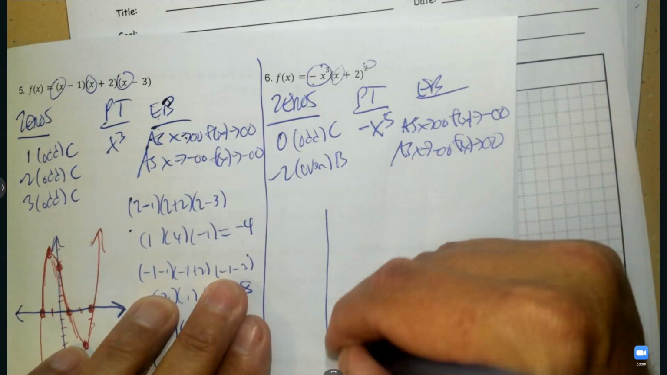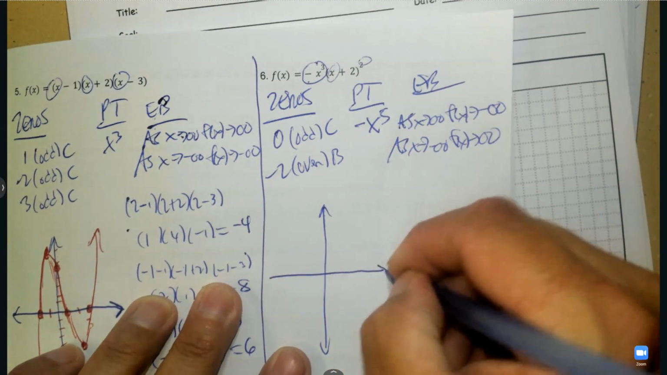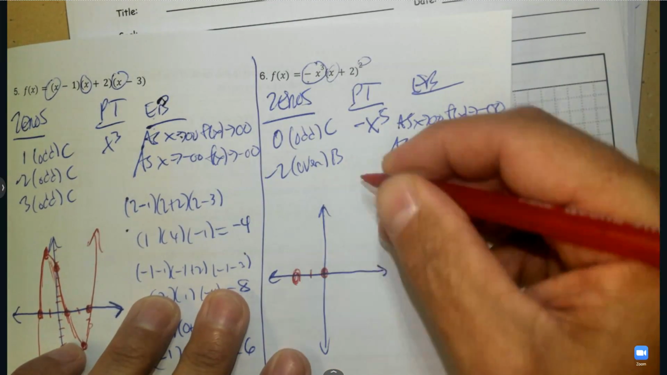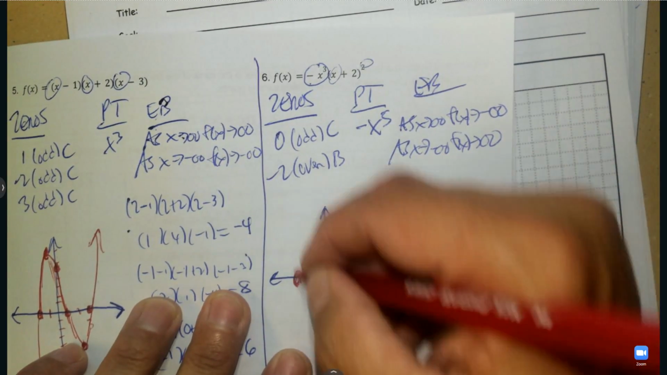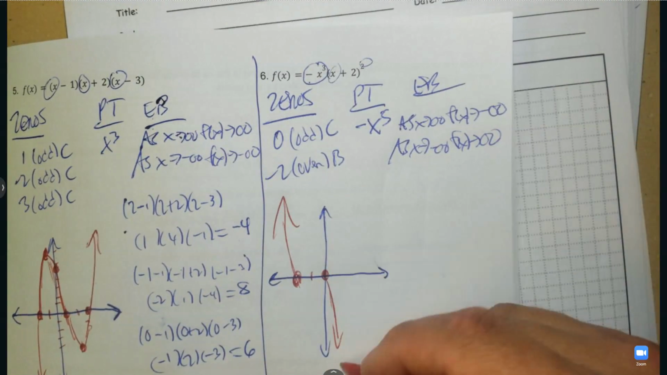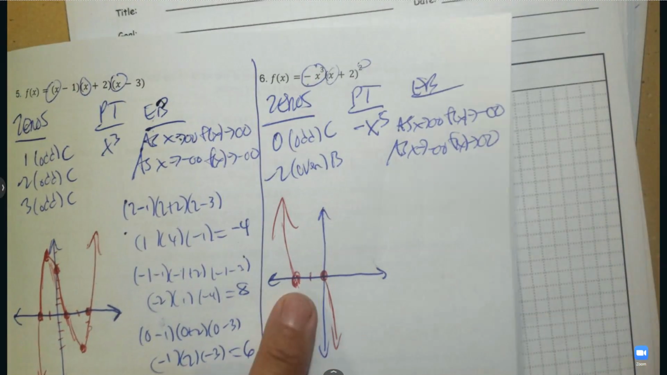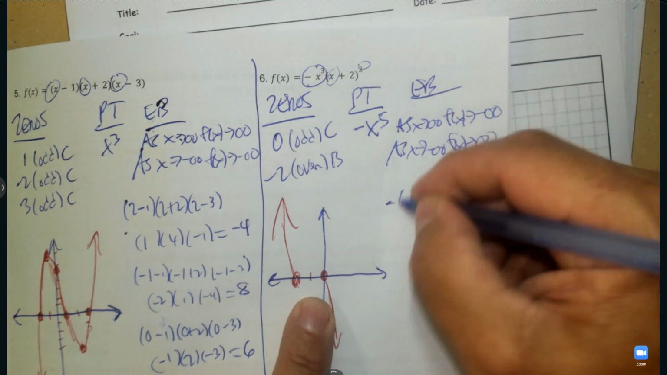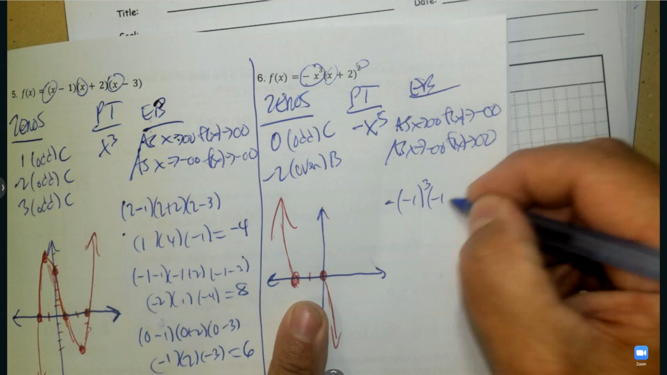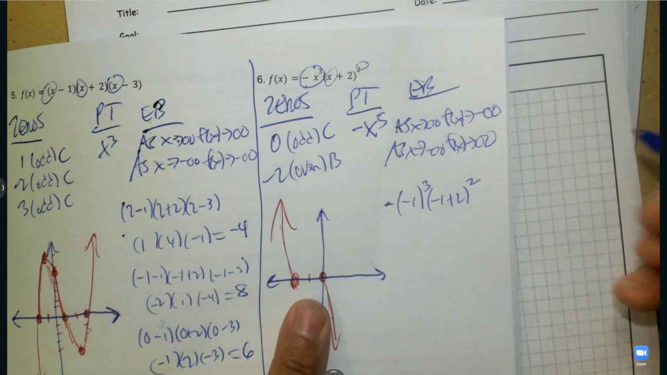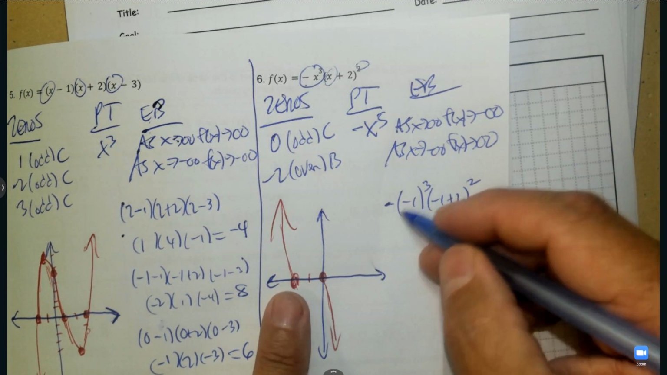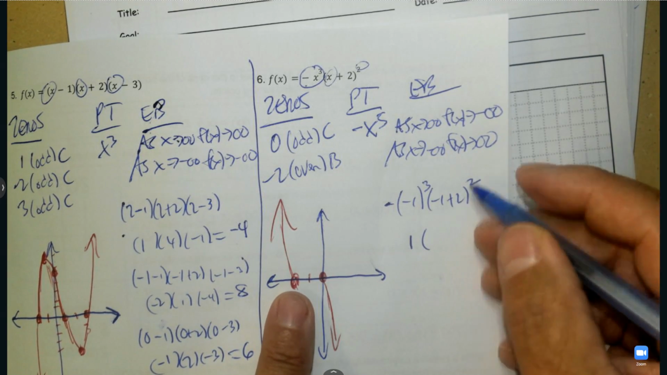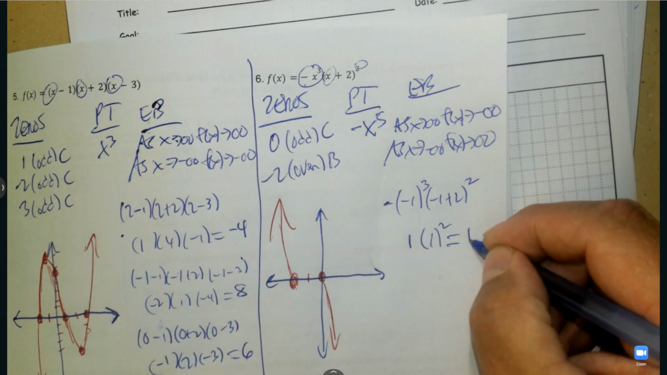We're going to fill that in right now and see what we still need to get. So we have 0 and negative 2. And we see the right end goes down, the left end goes up. There's only one value to fill in, which is at negative 1. So we're going to go negative 1 and then negative 1. So negative 1 cubed is negative 1, and another negative makes it positive. Negative 1 plus 2 is 1, and then 1 squared. All of that's positive 1.